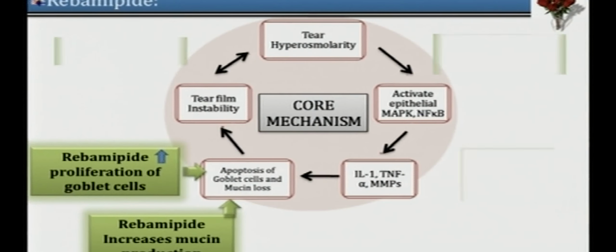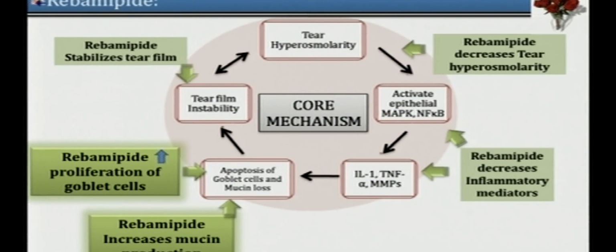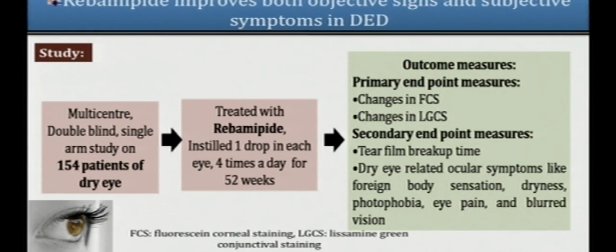So it acts at various places in the tear pathway, and that's why it's been said that it gives 360-degree benefit. Several studies have shown the effect of one eye getting Rebamipide, one drop in each eye four times a day for a year, and they looked at the fluorescein staining, the lissamine green staining and the tear breakup time.